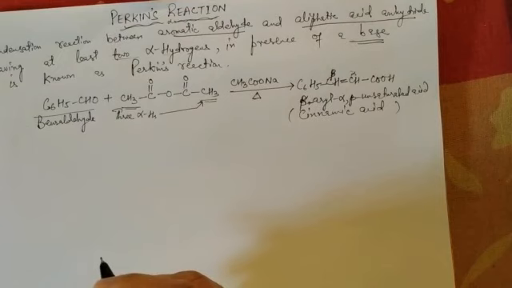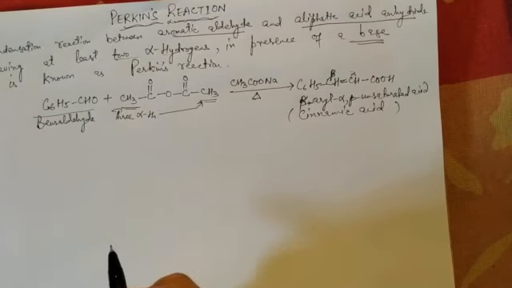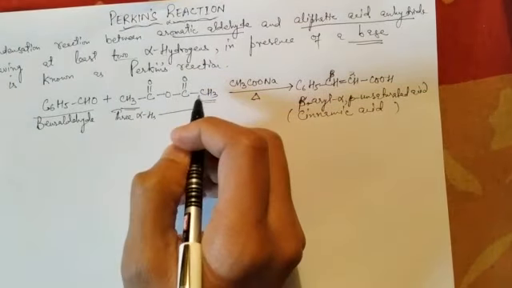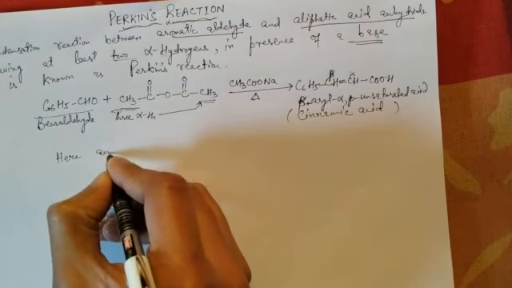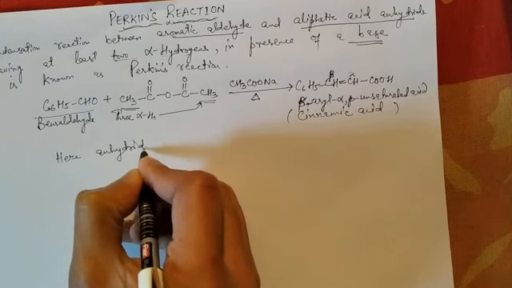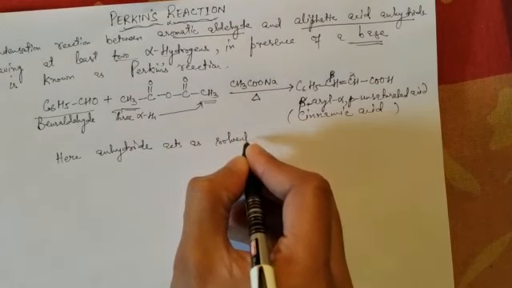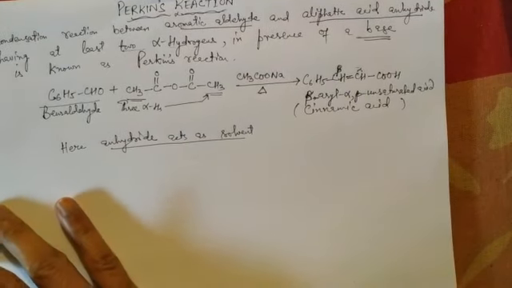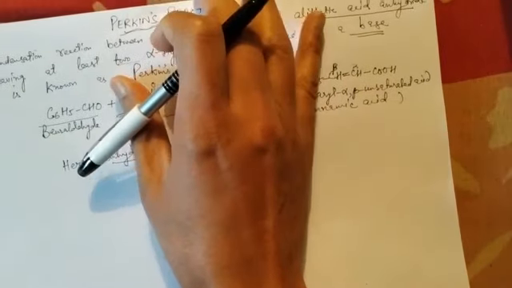And now, what about the mechanism? If we have a look at the mechanism, we will come to know what happens and how this reaction takes place. Now remember, here this anhydride acts as solvent. Okay. Now, let us have a look at this mechanism, which takes place in several steps.